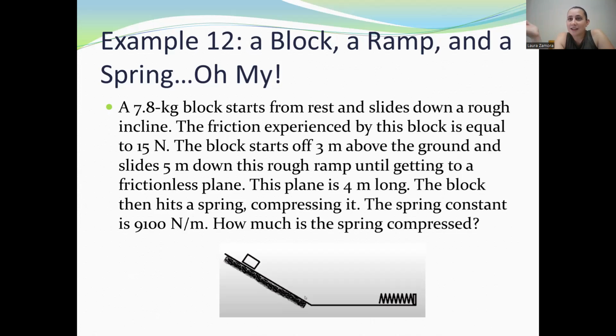Because remember, from rest tells us about the initial speed of the block, which is 0. And the fact that it's sliding down a rough incline tells us that we are dealing with friction. Okay. The friction experienced by this block is equal to 15 newtons. The block starts off 3 meters above the ground and slides 5 meters down this rough ramp until getting to a frictionless plane. Okay, so now this tells us we only have friction during that section of the ramp, the incline, and no friction once it leaves that ramp. Okay, that's an important distinction.